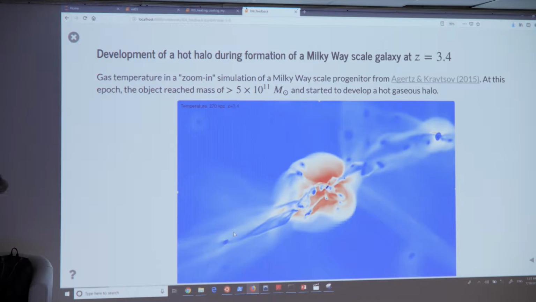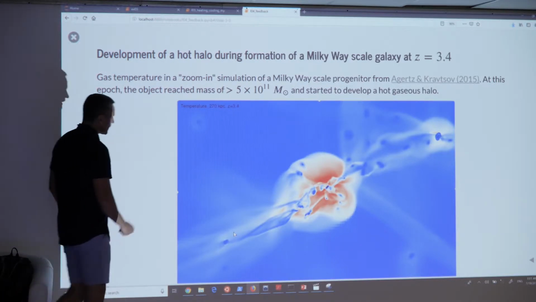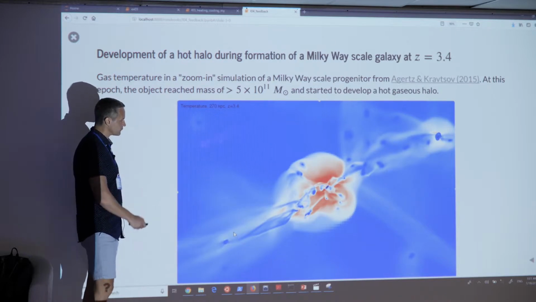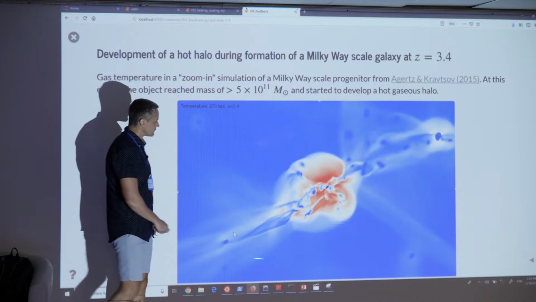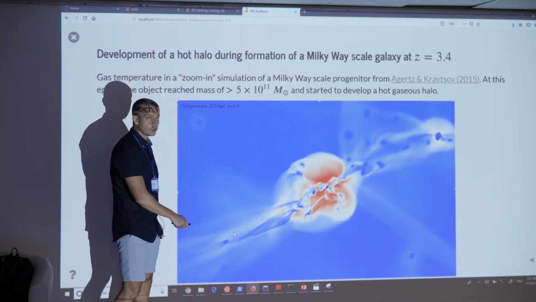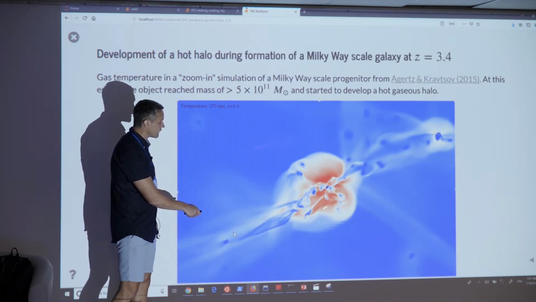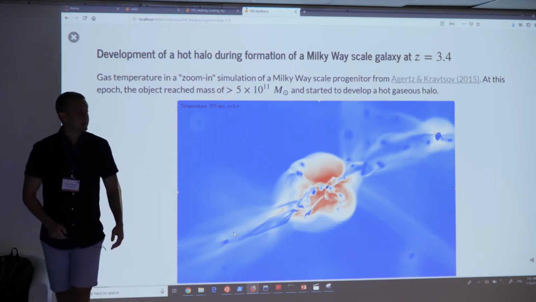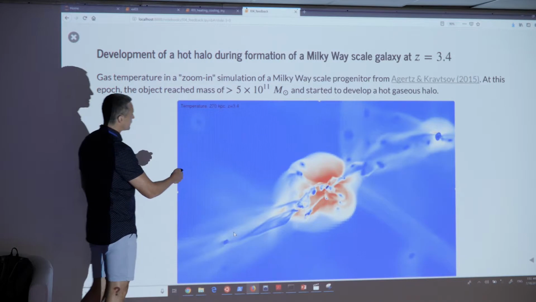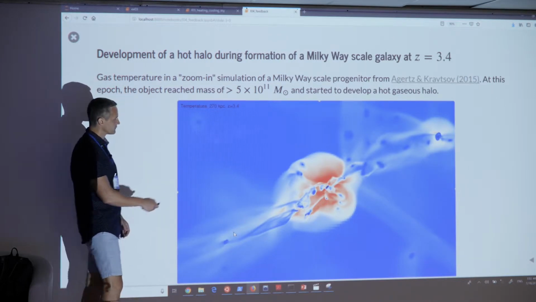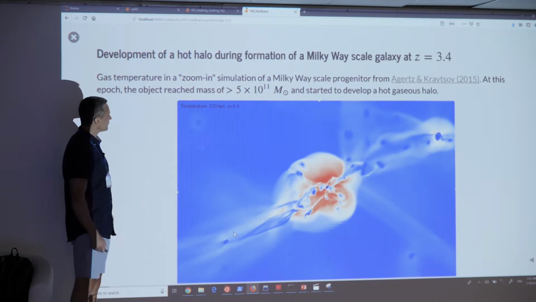Right. So we do see that in simulations, when halos are collapsing, the gas is rapidly cooling. In this case, you see the temperature in this progenitor of the Milky Way. The blue here is about 10 to the 4 Kelvin. The hot gas, the red gas, is about a million Kelvin. And we see that when this object collapses, the progenitor of a Milky Way scale object, which at redshift 0 becomes 10 to the 12, but this is at redshift 3.4, we see both hot gas and cold gas.